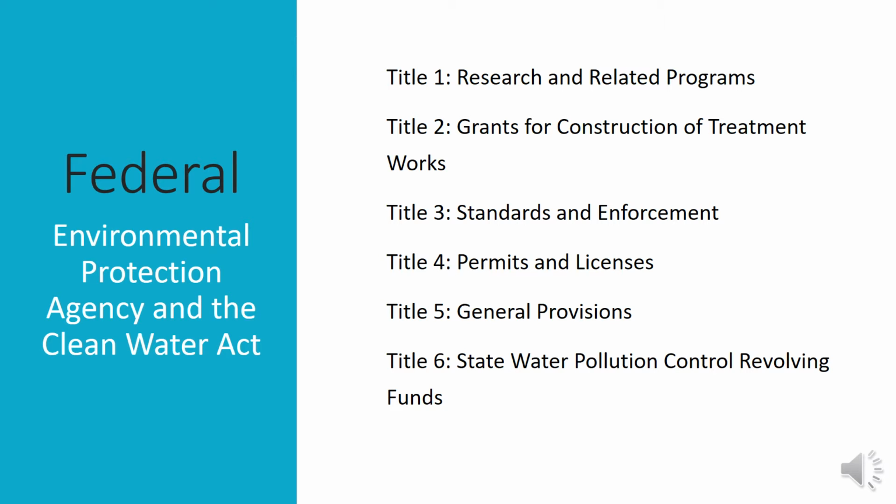The primary federal organization monitoring water quality in the United States is the Environmental Protection Agency, or EPA, and they rely on the Clean Water Act as their primary regulatory statute to monitor and regulate water quality in the United States. First proposed in 1948 as the Federal Water Pollution Control Act, then amended and renamed to its current status in 1977, the Clean Water Act was one of the U.S.'s first environmental laws.